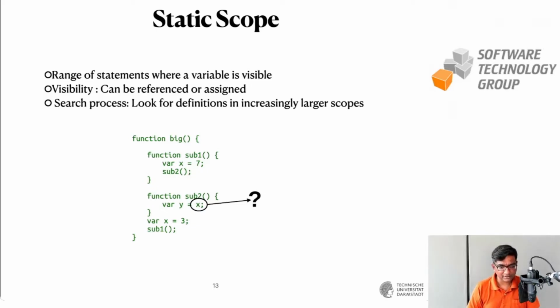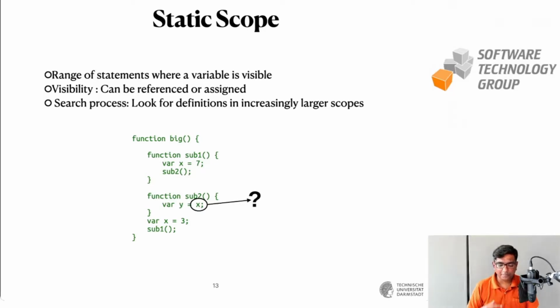Now let's look at this example, where in function sub2. So this is a simple example with a function big which has two subfunctions, sub1 and sub2. Both of them do something with the variable x, right? And also variable x is defined outside, right? So this is a simplified JavaScript example.